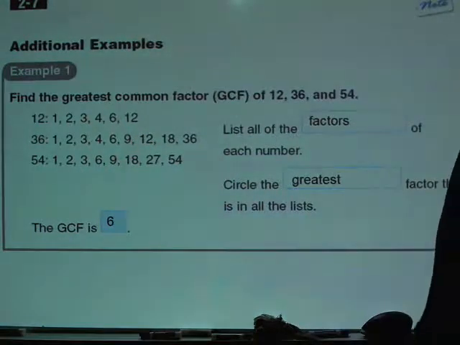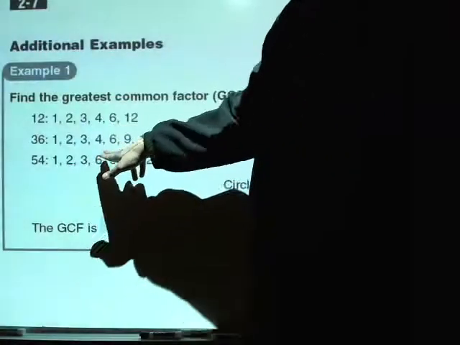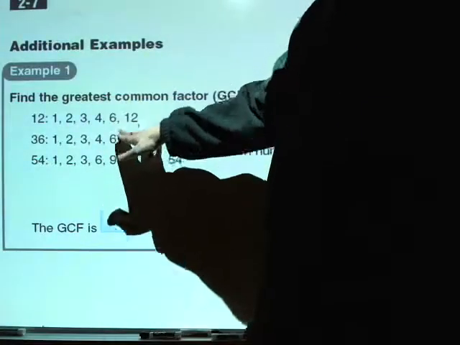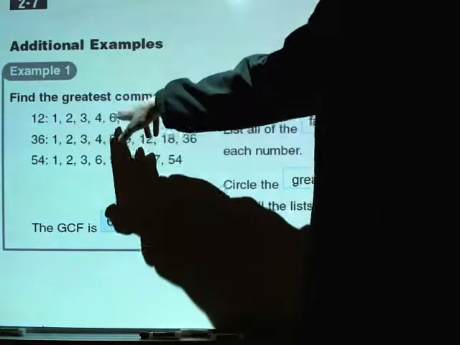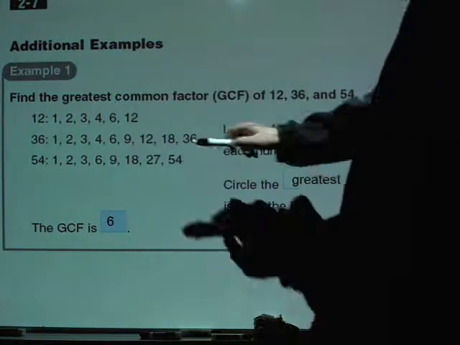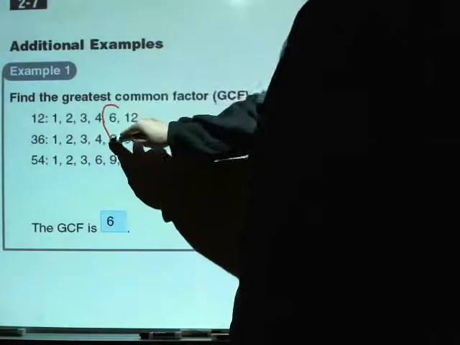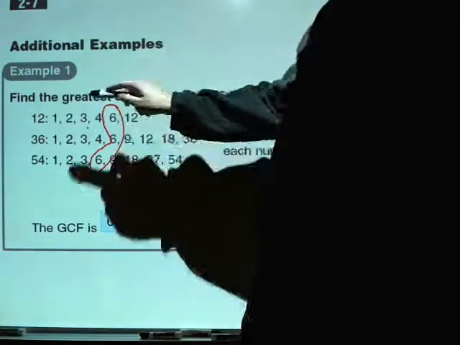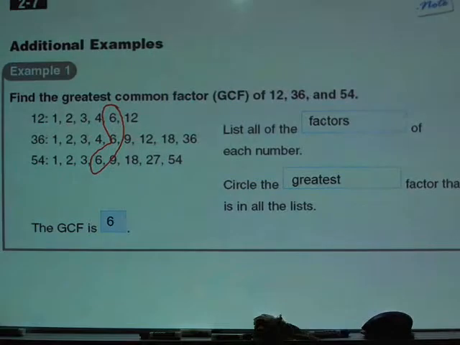The first number that's on all three of the lists is 6 here. And so that's going to be our greatest common factor because it's the biggest number on all three of the lists. So the greatest common factor of 12, 36, and 54 is 6. And another way to say this is it's the biggest number that it can divide out of all three, 12 and 36 and 54.